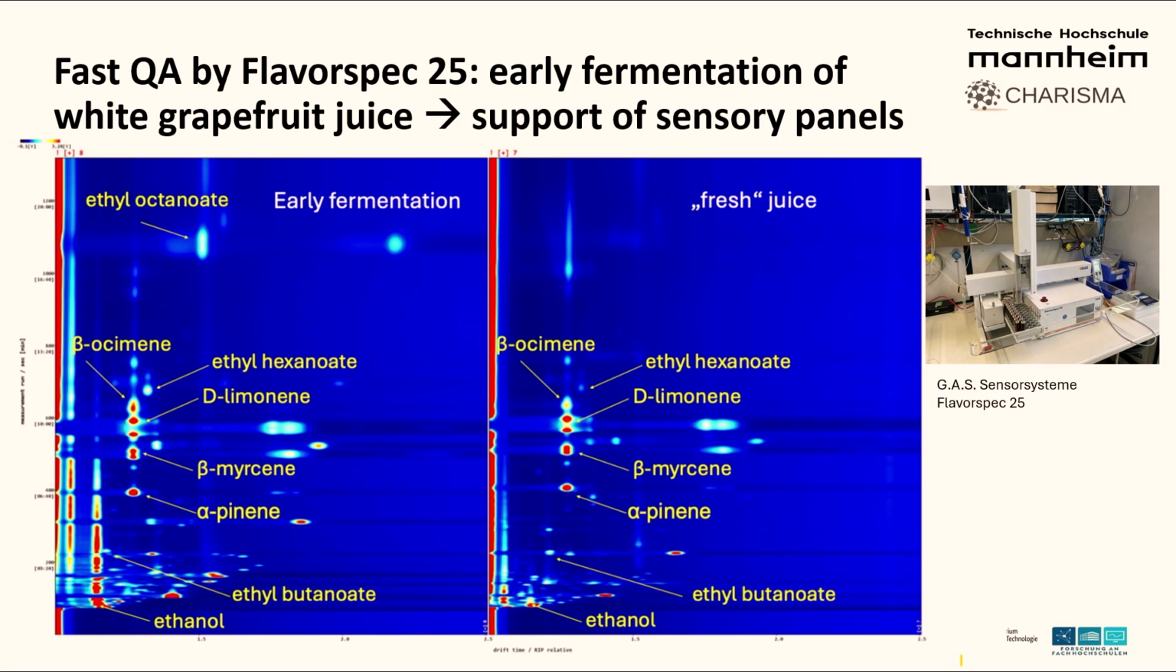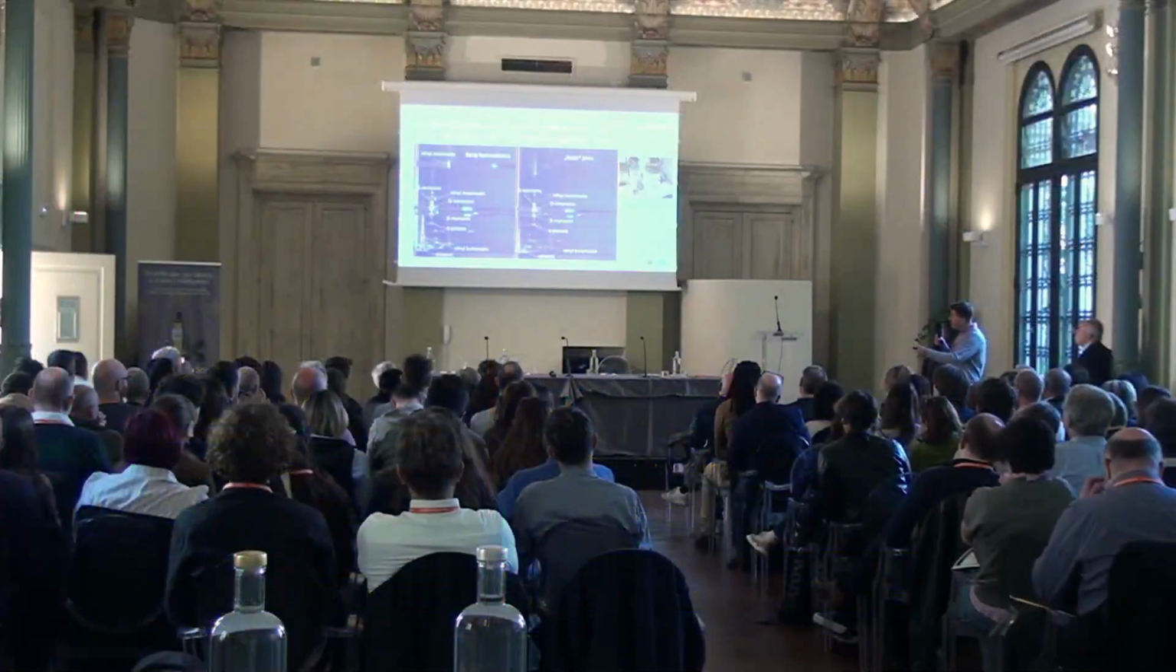That's just grapefruit juice from a project that we had, white grapefruit juice in a high fresh quality, so deep frozen after production. And the other one is slightly fermented. You can easily see those ester formations that are quite typical for fermentations.